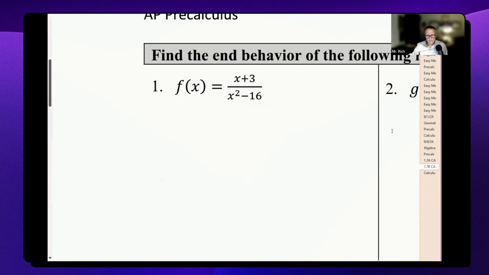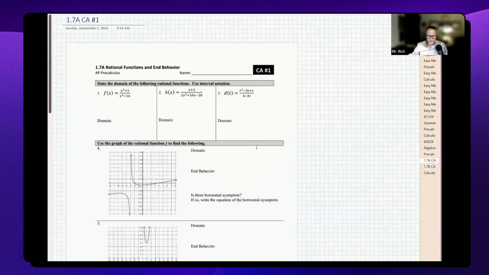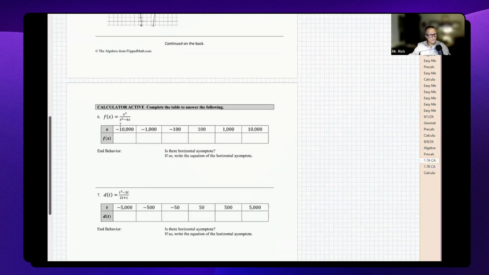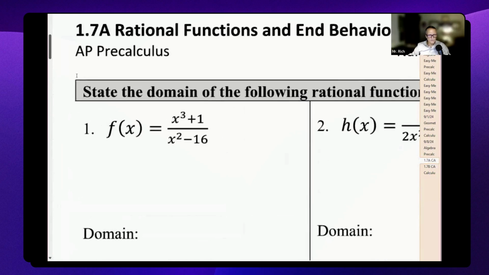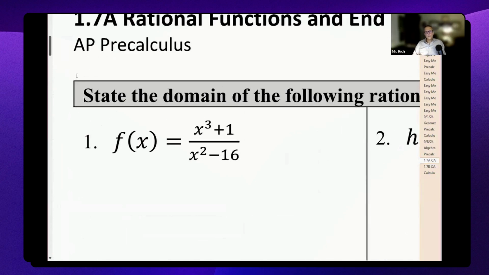And actually, I'm going to start with 1.7a. I'm going to go down here to this. So let's take a look at this rational function. So there's our rational function. The very first thing that they're teaching you in 1.7a is how do we determine the domain of rational functions? Domain is the allowable x values that are part of the function.